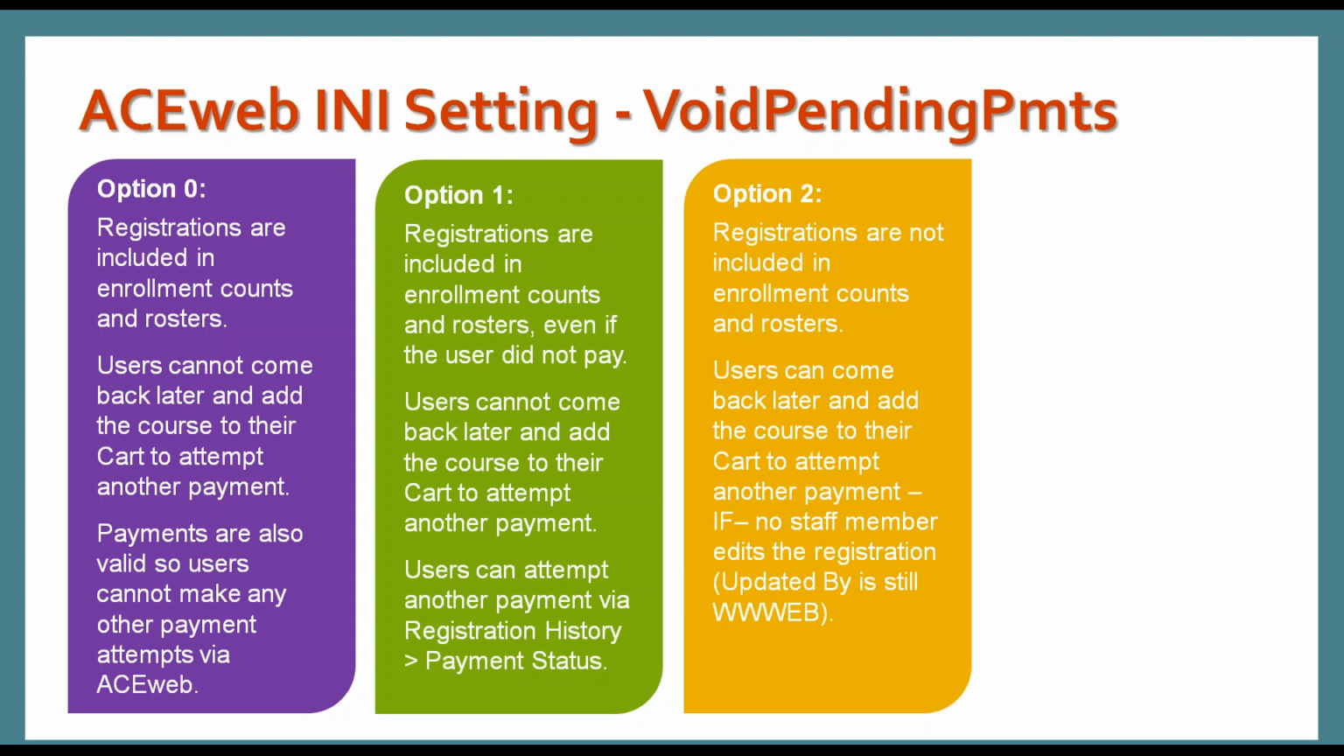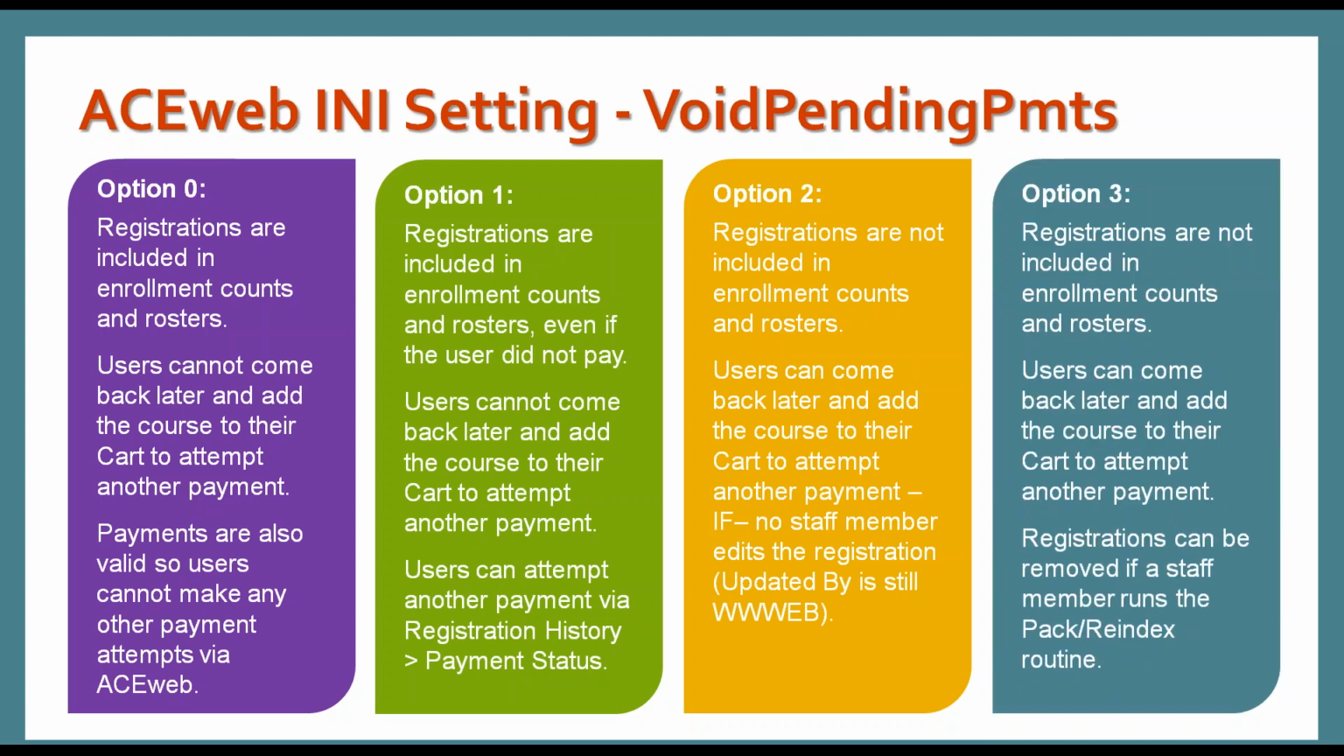For option 2, the registrations at this point are not included in your enrollment counts and rosters because we are canceling the registration when you're setting void pending payments to 2. And so that leaves the ability for the user to come back later, add the course to their cart, and try to pay again. This only works if your staff members have not gone in via Student Manager and made any changes to that registration. So the updated by person on the registration record has to be www.web.